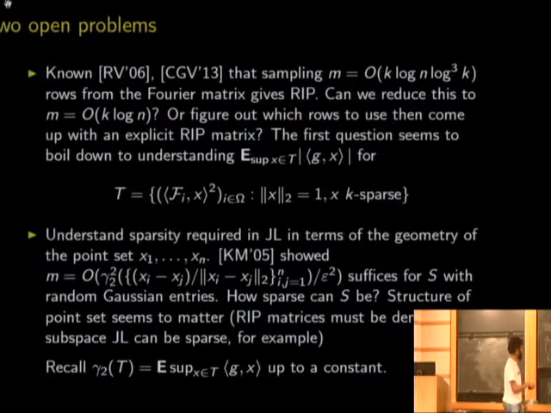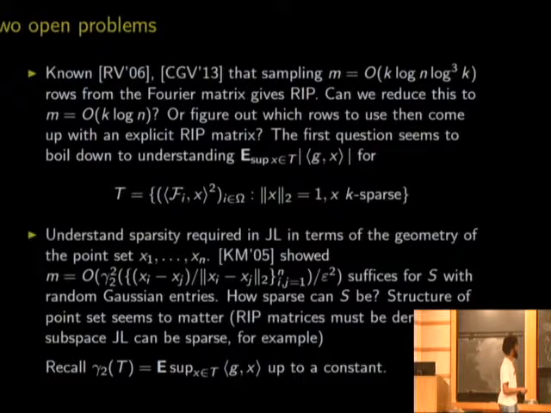And the second open problem before I leave is to understand the sparsity that's required in JL in terms of the geometry of the point set. So the theorems that we have now say something like, for all sets of n vectors x1 up to xn, there is a matrix S with this number of rows and this sparsity that works for these xi's. But if you have some additional knowledge about the geometry of your vectors, you can hope to get away with fewer rows and with much better sparsity.